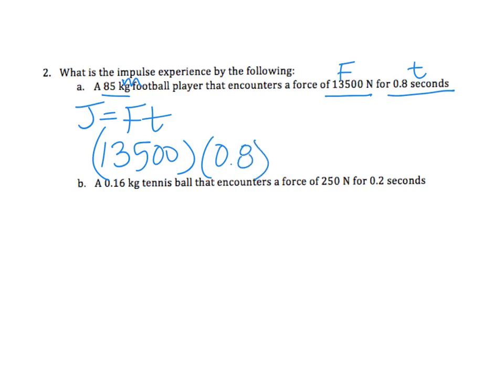When we multiply that in the calculator, we end up with an answer of 10,800 newtons times a second for the units, because we're just multiplying newtons times seconds to get our units.